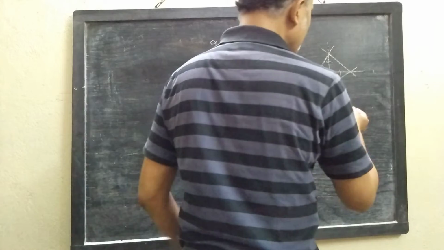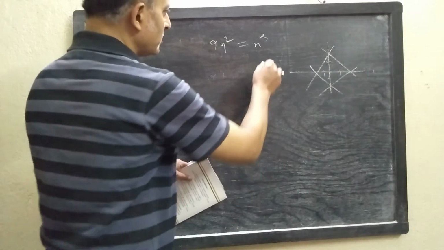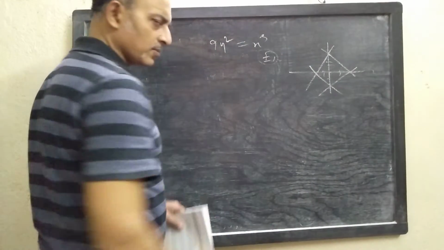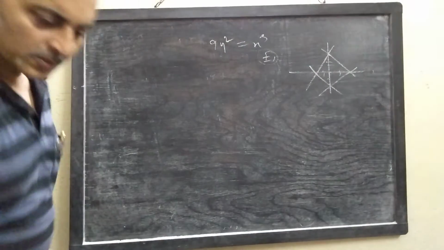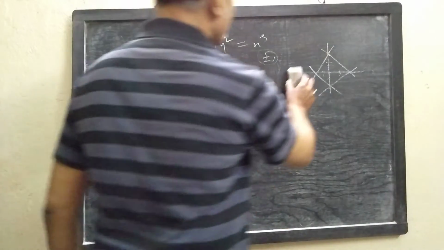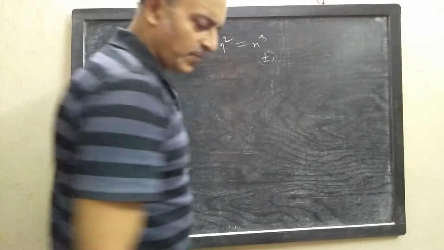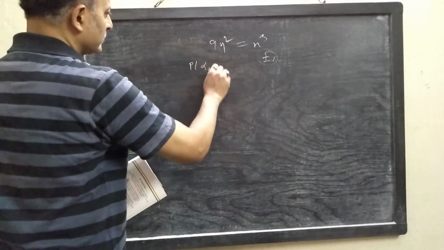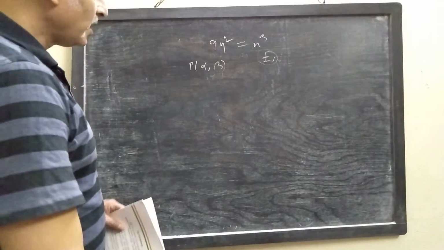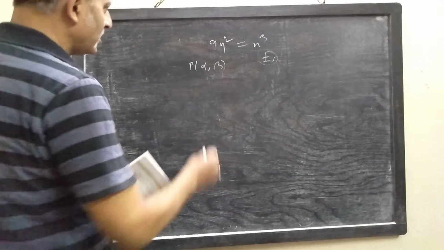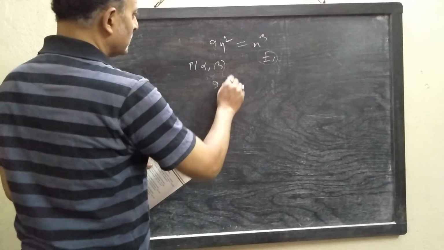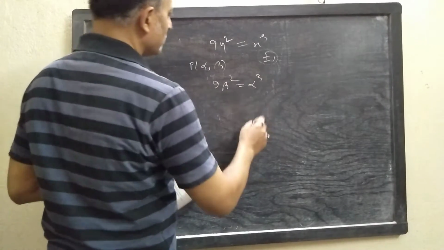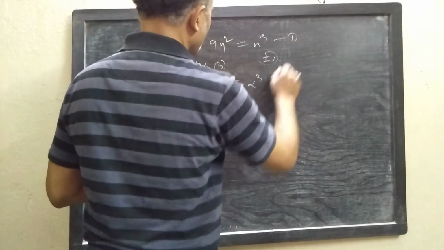Equal intercepts, in that case also slopes will be plus minus 1. Okay, so first, let us consider the line on the curve, point P (alpha, beta). Now as (alpha, beta) lies on the given curve, we have 9 beta square equals alpha cube. This is 1, this is 2.